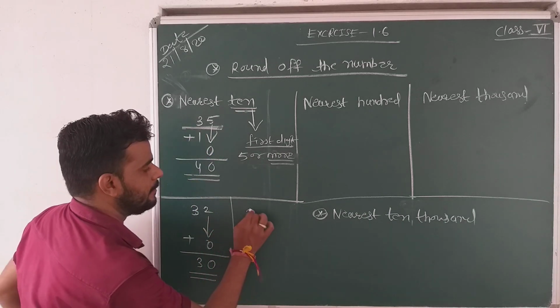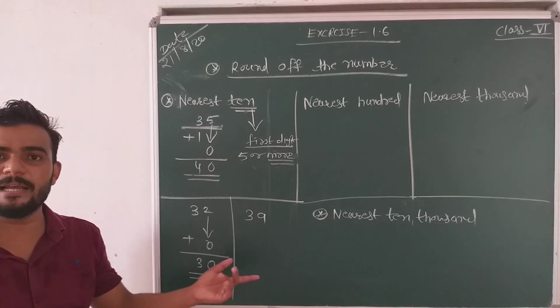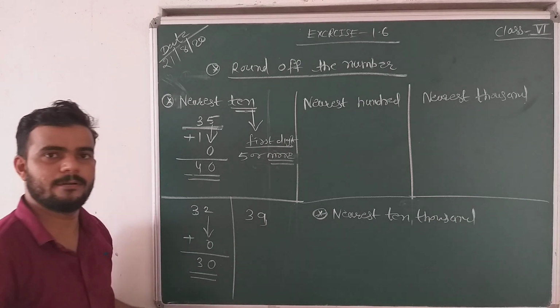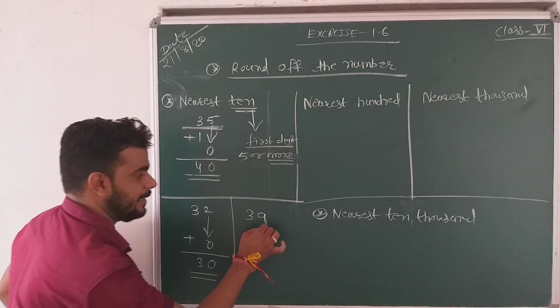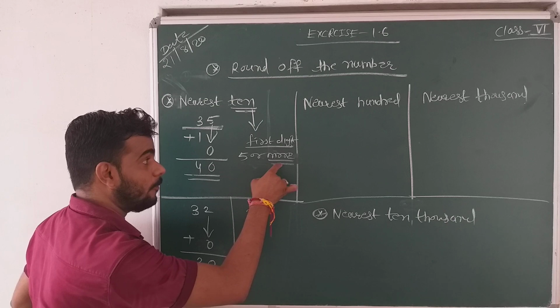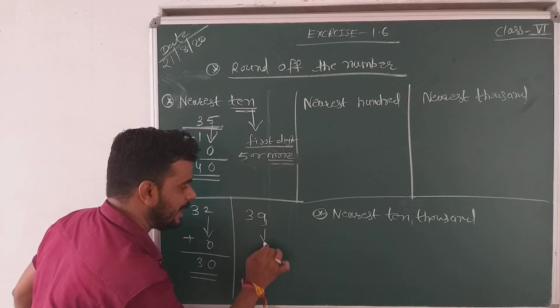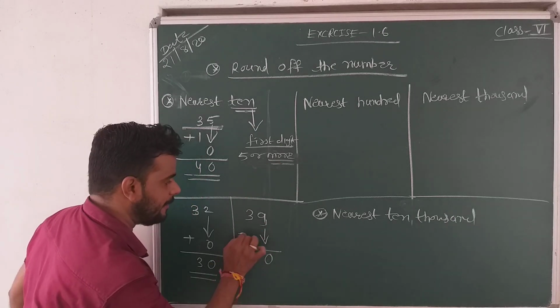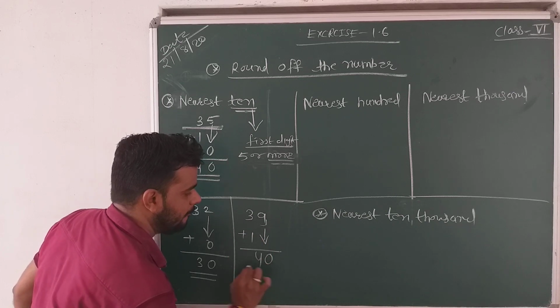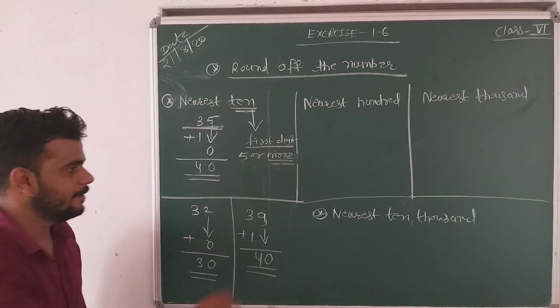Suppose the same, 39. What is the round up of 39? Ethan? Yes, very good. 39, 9 is 5 or more than 5. So instead of 9 directly we can write 0 and in the front of it we will add 1. Then the result is 40.